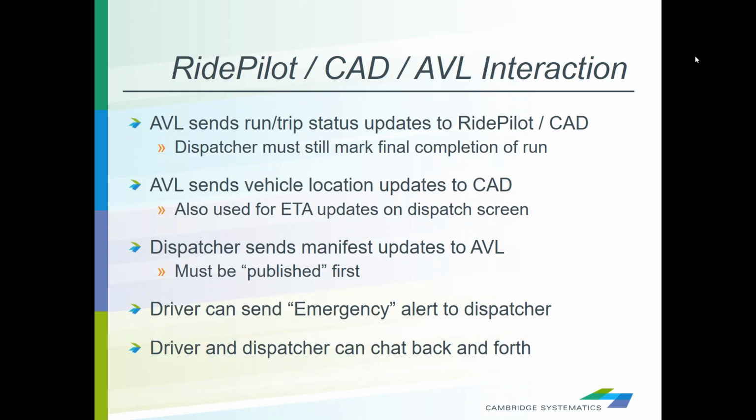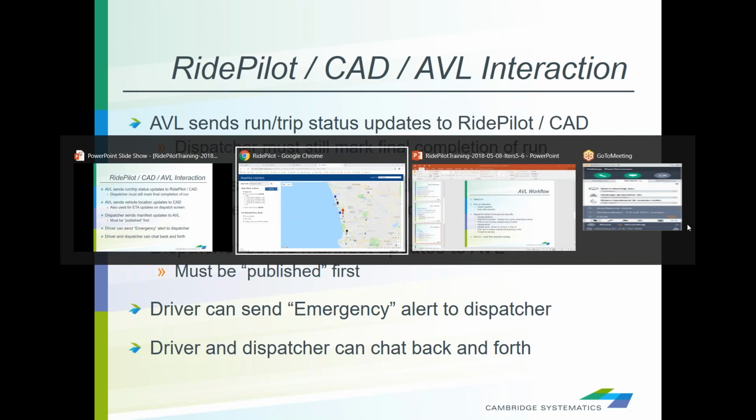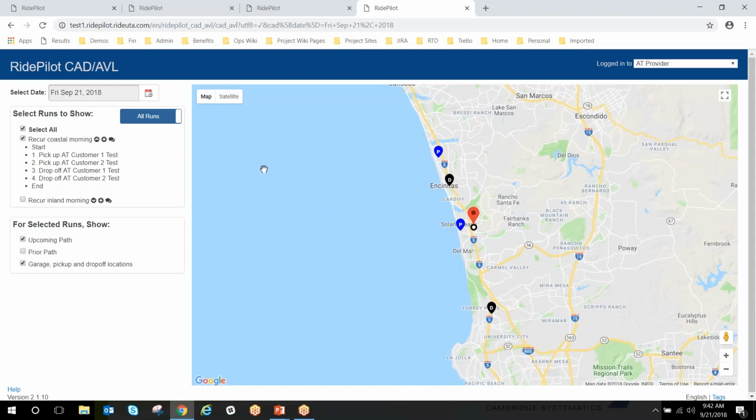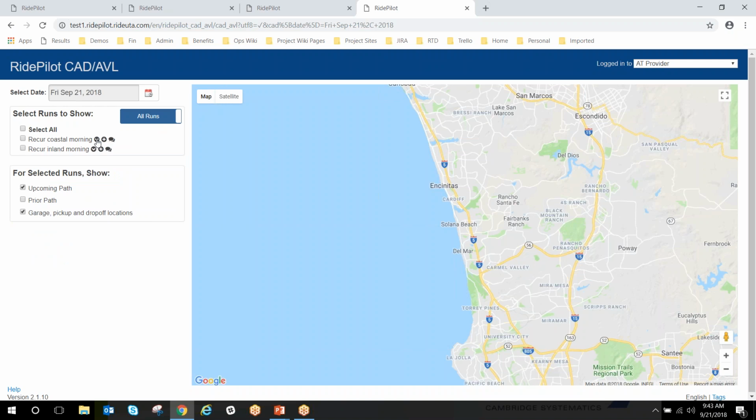So first what I want to do is go back to the CAD screen. What are we looking at here? We have AT provider, and we have today, and let's unselect these. We had these couple of runs here, the coastal morning and inland morning.